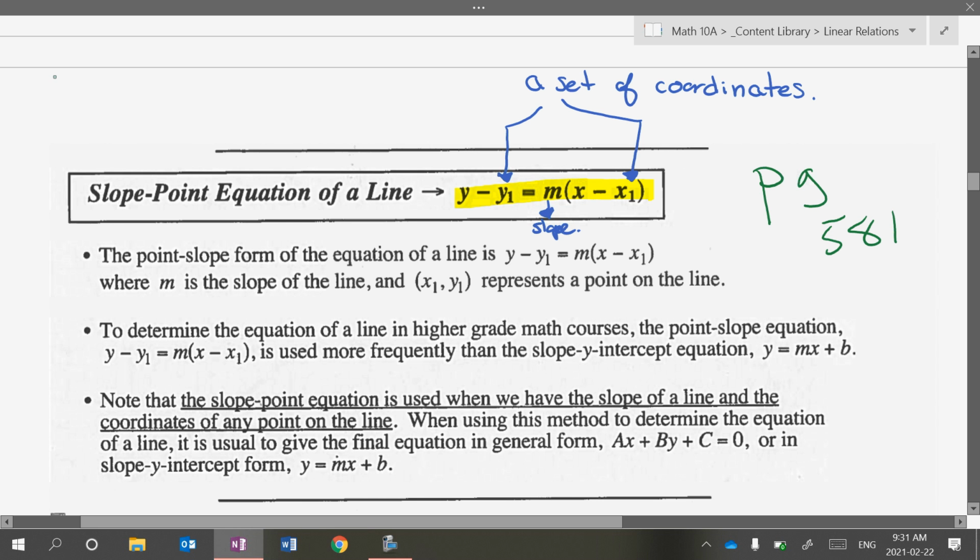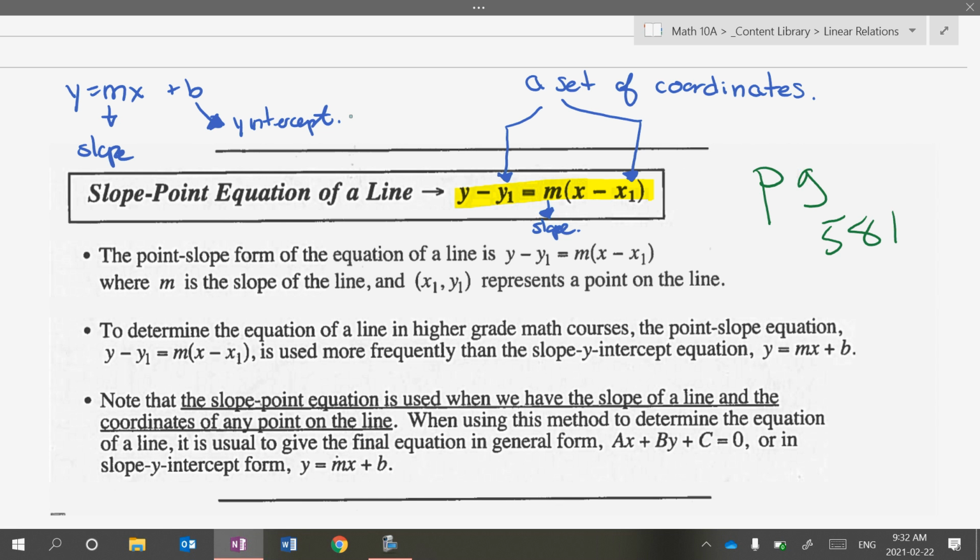If you think about it, y equals mx plus b, or slope intercept form, we require a slope, same thing. B is our y-intercept, which is technically a point, right? So they're very similar that way, but ever so slightly different. So we'll go through it, but this is just another way to write an equation.